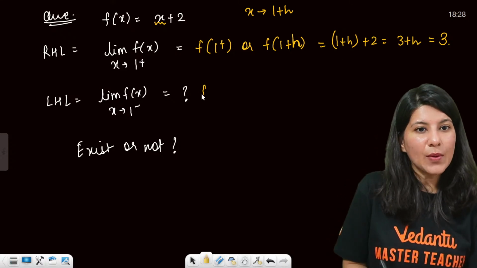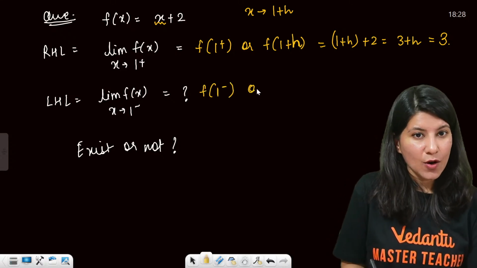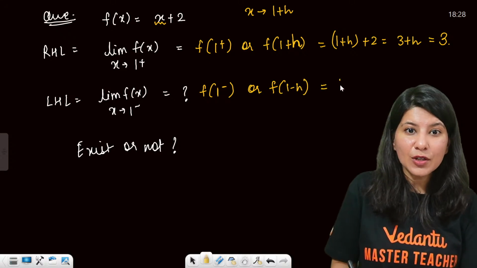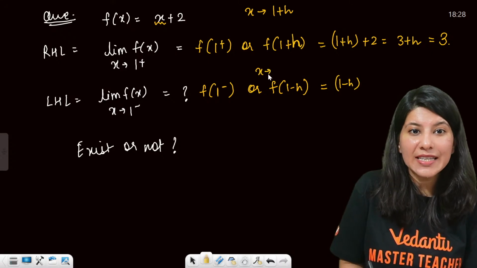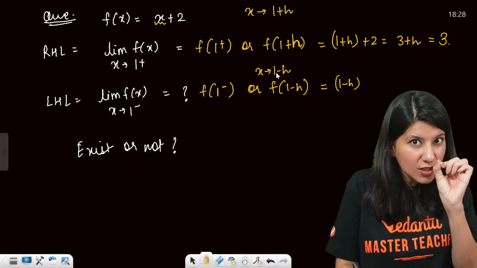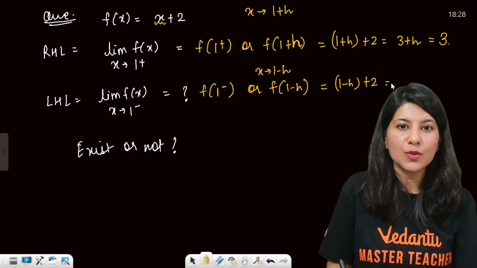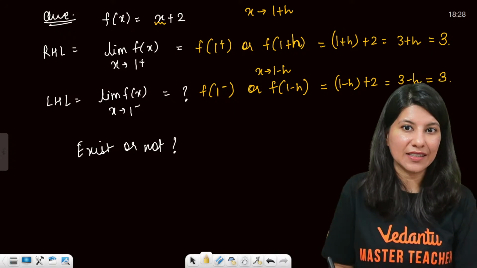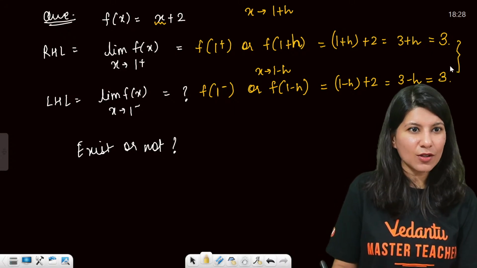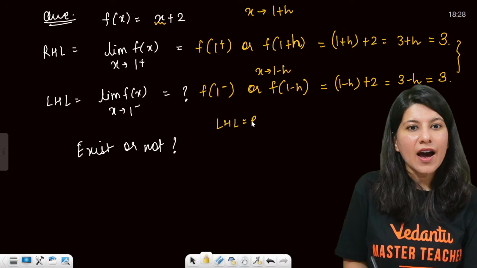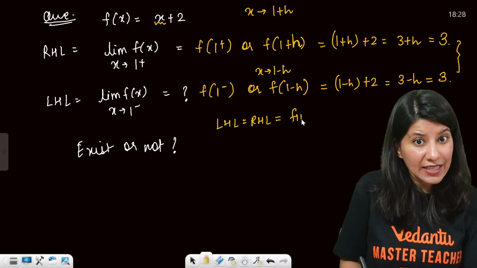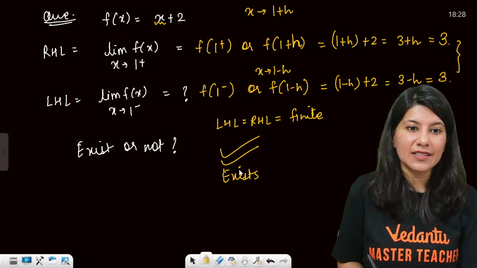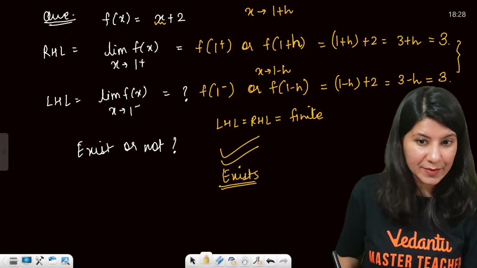Now f of 1 minus, or you can say f of 1 minus h. This time you have to replace x by 1 minus h. Again, h is the smallest positive quantity. So 1 minus h plus 2 is 3 minus h. So this is 3. So in this case, the limit exists. LHL and RHL are equal, and they are finite as well. That means the limit exists. Alright, limit exists.